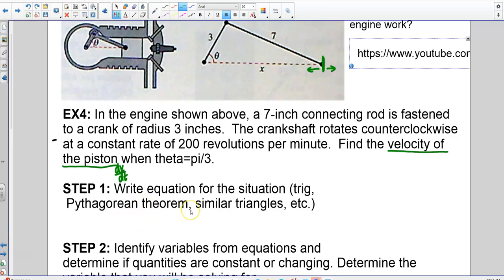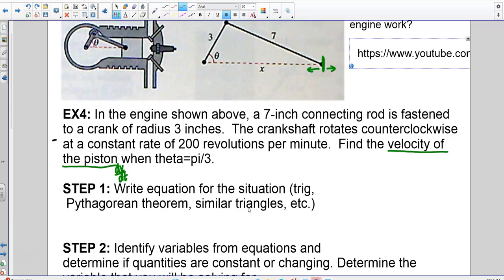Can I use the Pythagorean theorem? No, same reason. The Pythagorean theorem is only for right triangles, and this is not a right triangle. Okay, I cannot use that. I can't use similar triangles like we did with the cone stuff because I only have one triangle, right? So no similar triangles.